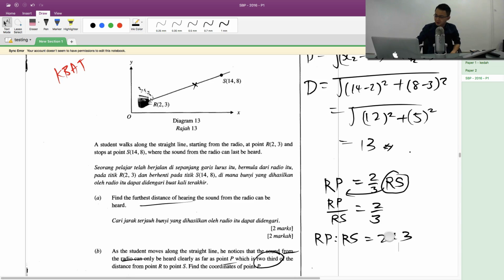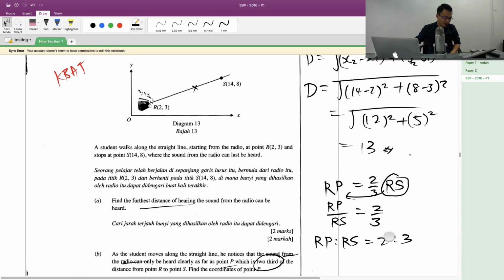Alright, after you form the ratio already, I come back to the diagram. So I guess P is somewhere here. P to R is 2, and then from R to S is 3. If R to S is 3, P to S will be 1. This is just the basic logic.